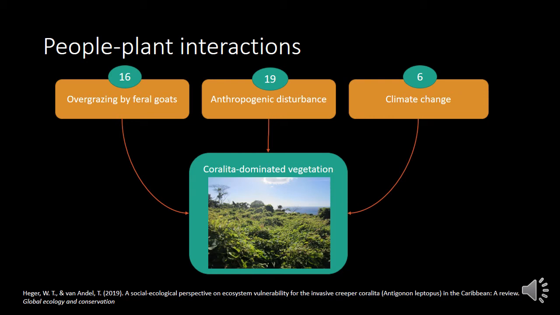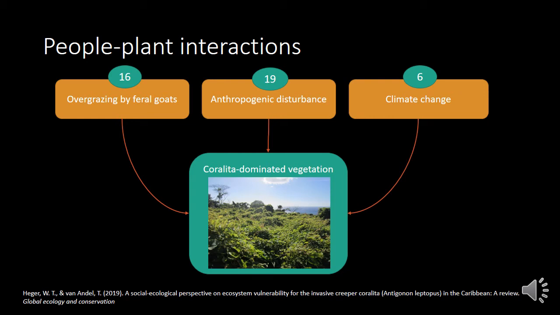Now, when we published this information, it was a strange conclusion that what was once thought to be a real big problem, the Corallita itself, actually turned out to be more of a symptom of the way that people had been interacting with their environment on this island. Not necessarily on purpose, of course, but the goats, for example, don't belong on St. Eustatius. They were brought there in colonial times as a food supply.